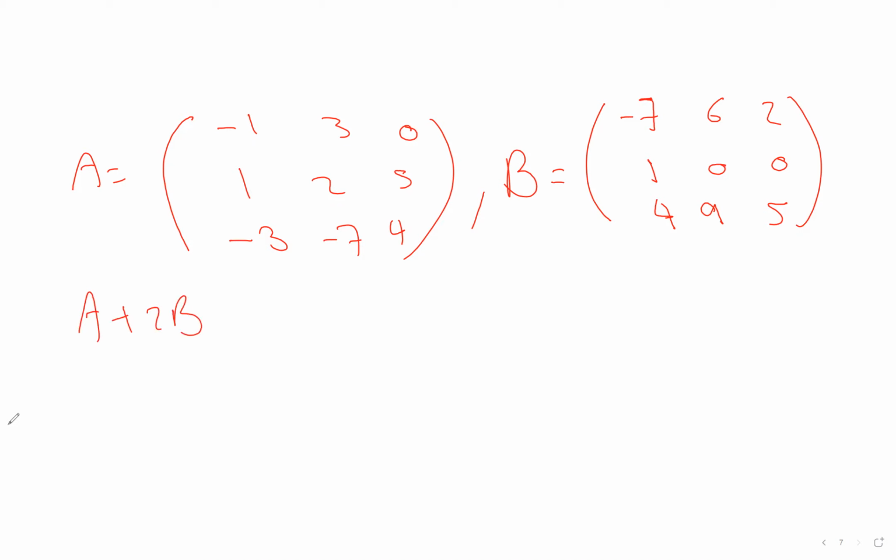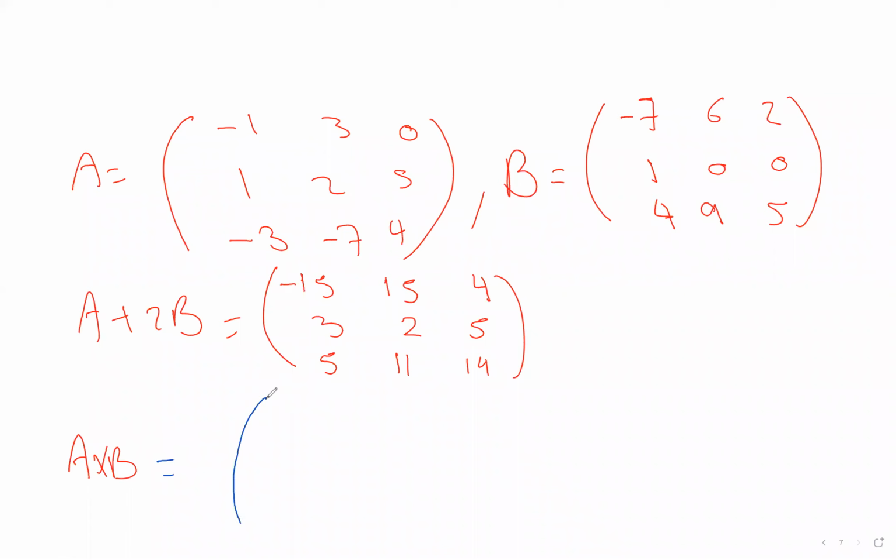And we need to find A times B. A plus 2B is very easy. It will be negative 15, 15, 4, 3, 2, 5, negative 3 plus 8 which is 5, 18 minus 11, 4 plus 10 which is 14. Very easy. But A times B, be careful.